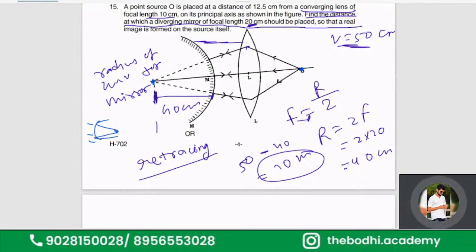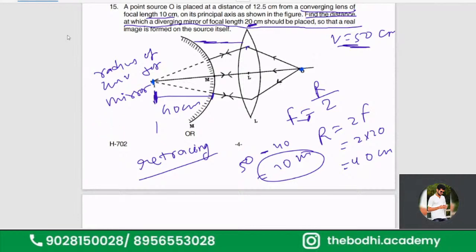But in case of diverging, it is not like that. A diverging mirror diverts all the rays and then we have to trace it back. If this is the mirror, all the rays will come here and get reflected. Rays will come here and reflect in the same path. So if you trace it back, we get the image somewhere here. Virtual.